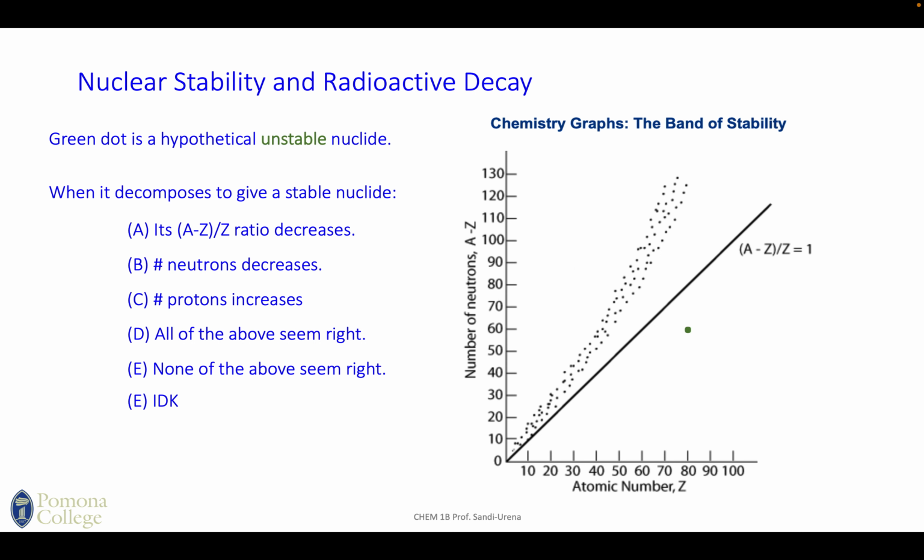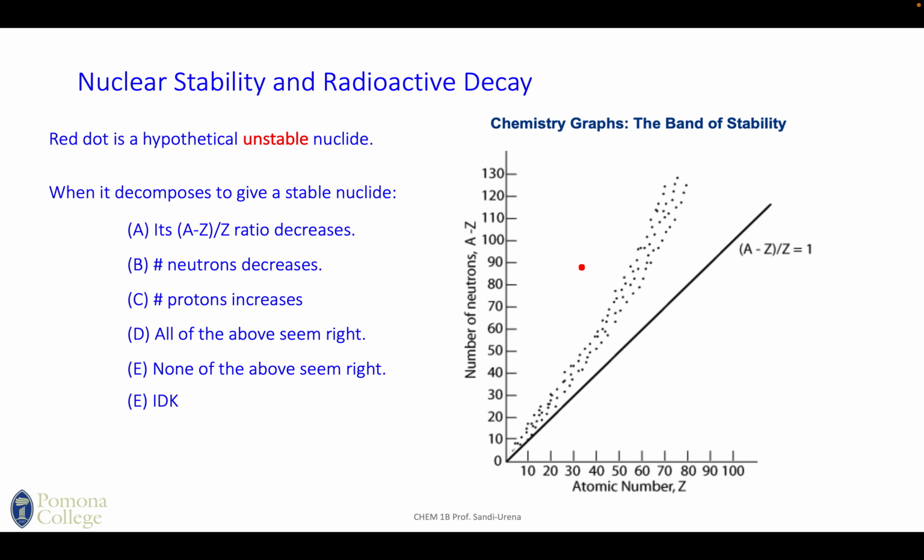What needs to happen for that to be the case? We see that that red dot has a ratio that is larger than needed to be stable. So how do we make that ratio smaller? We can diminish the number of neutrons and or increase the number of protons, because the ratio is neutrons over protons. So if it is unstable because the value is too high, we need to make the number of neutrons smaller, and or the number of protons larger.